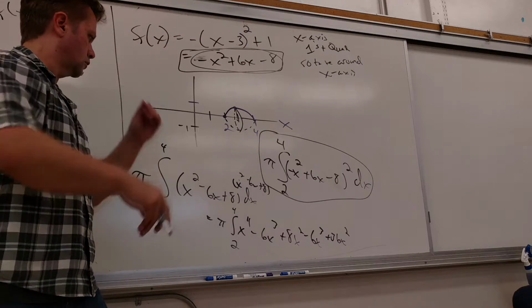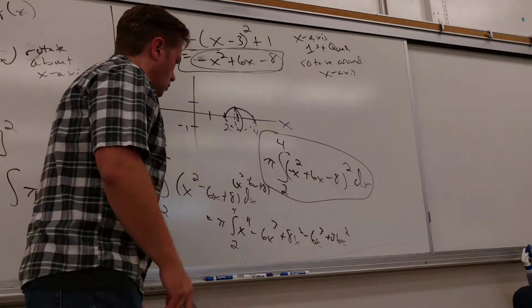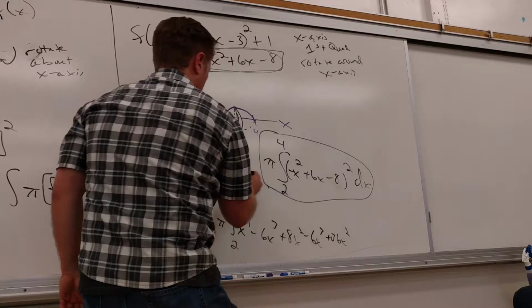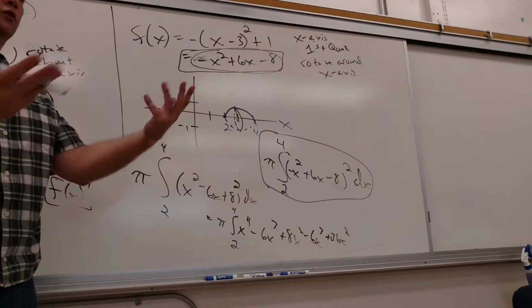Wait, why did you multiply the 2 polynomials together? Because it was radius squared. So I got a square, yeah.